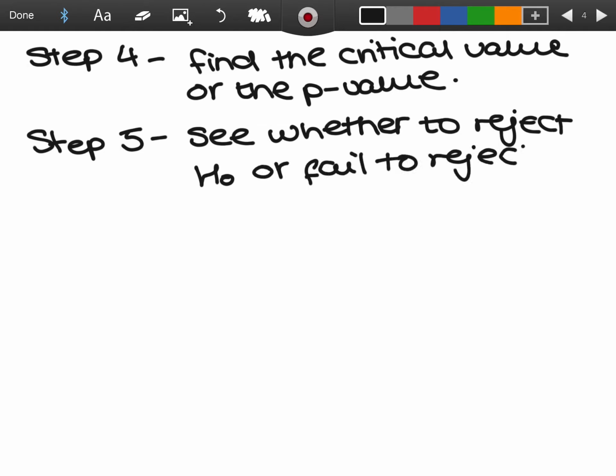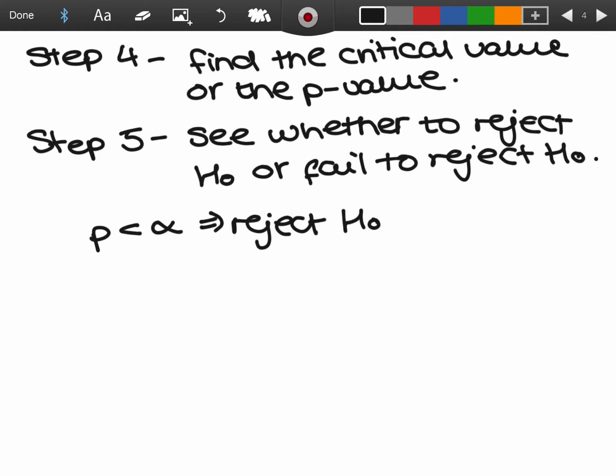Or fail to reject. As always, you are going to reject the null hypothesis if the test statistic lands in that danger zone. You would also reject that null hypothesis if p was less than alpha. So if p is less than alpha, we've talked about this many times before. If p is less than alpha, you reject the null hypothesis.